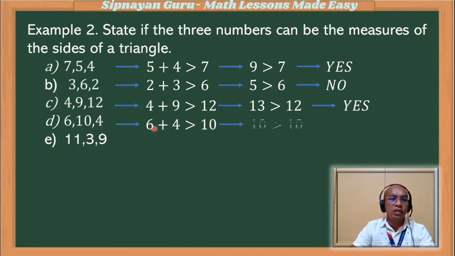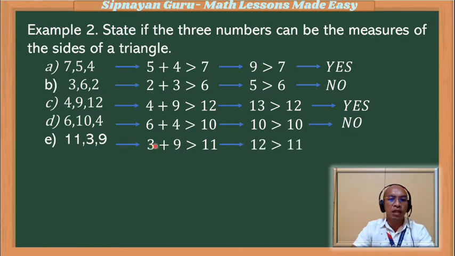If you add up, that is 10, and 10 is not greater than 10 because they are equal. These numbers cannot be possible sides of the triangle. And lastly, we have 3 plus 9, so that is 12. 12 is greater than 11, so these three numbers can be lengths of the sides of the triangle.